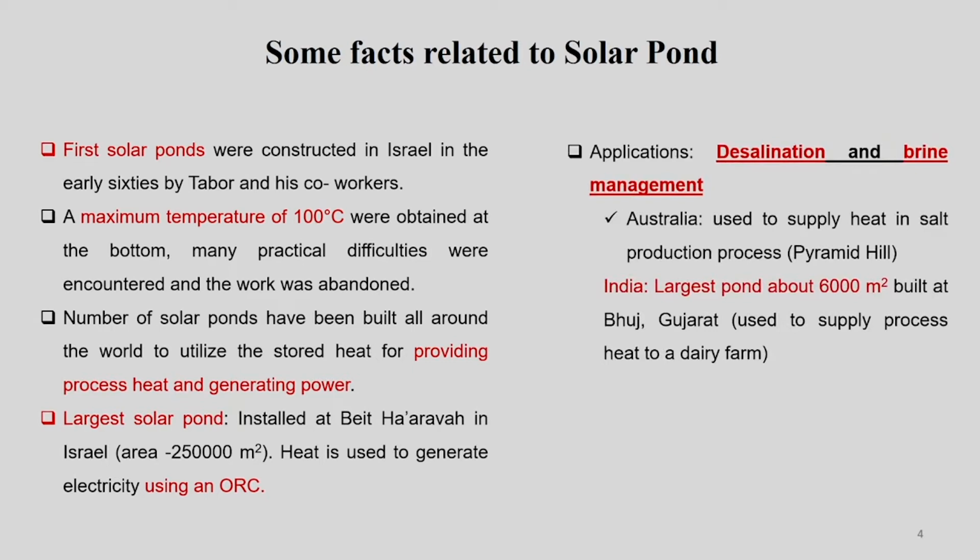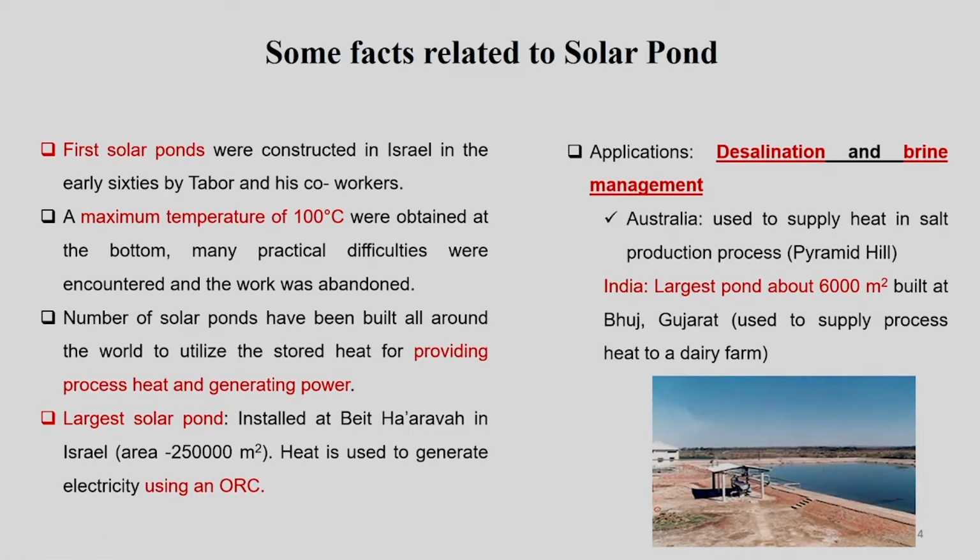Mostly, the applications we see are restricted to desalination and brine management. In Australia, they use this kind of system to supply heat in the salt production process in a place called Pyramid Hill. In India, we have a solar pond at Bhuj, Gujarat, covering an area of 6,000 square meters, and this is used to supply process heat to a dairy farm. So, this is a photograph of the plant installed at Gujarat.